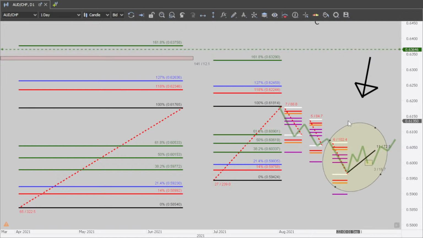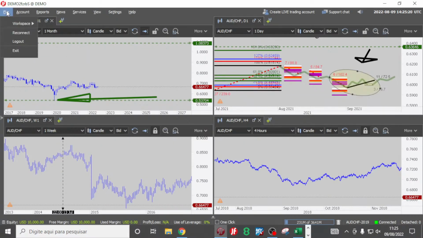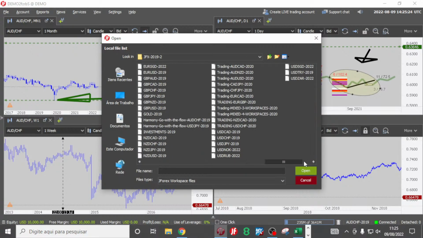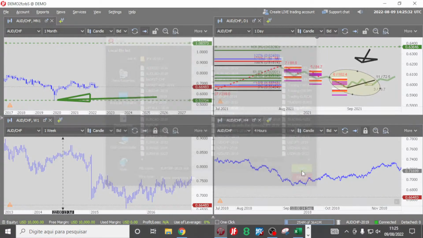Any questions so far before we move to Euro GBP? And Euro GBP, it's a great example, everybody. Let me find Euro GBP. There you go.